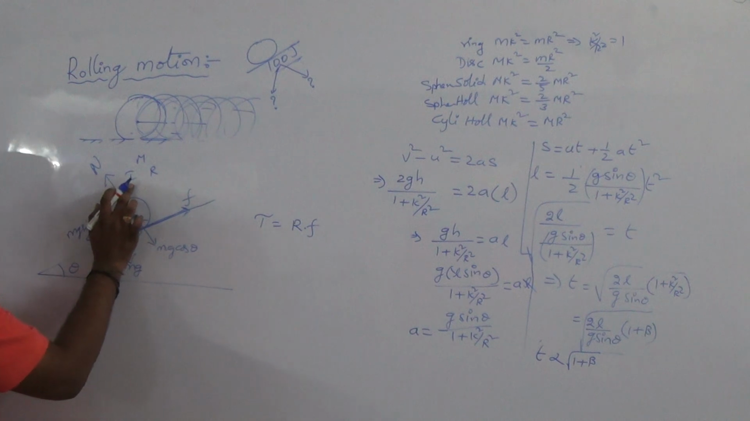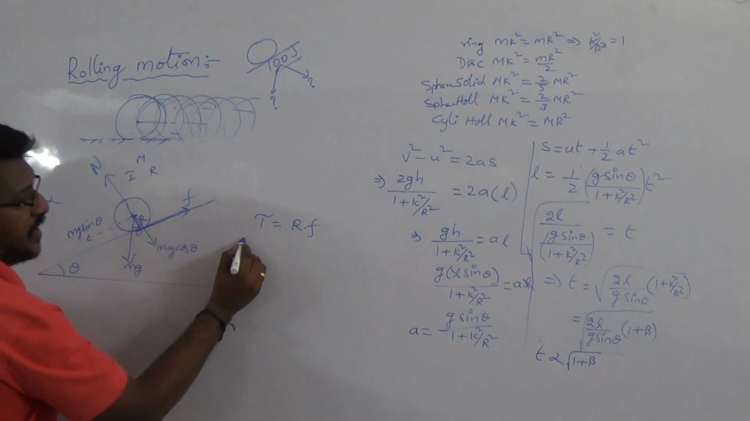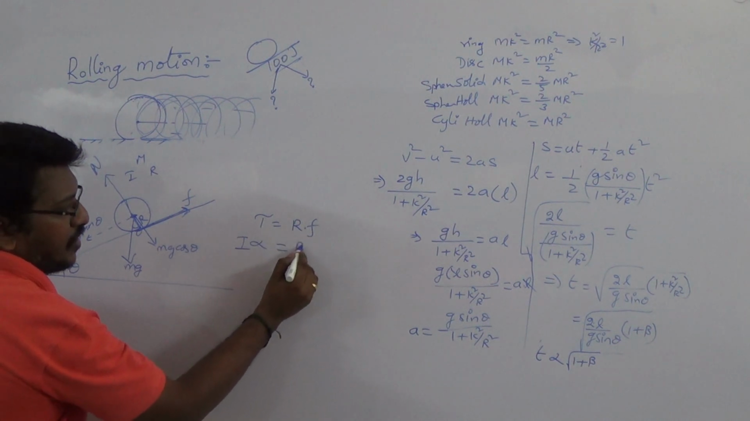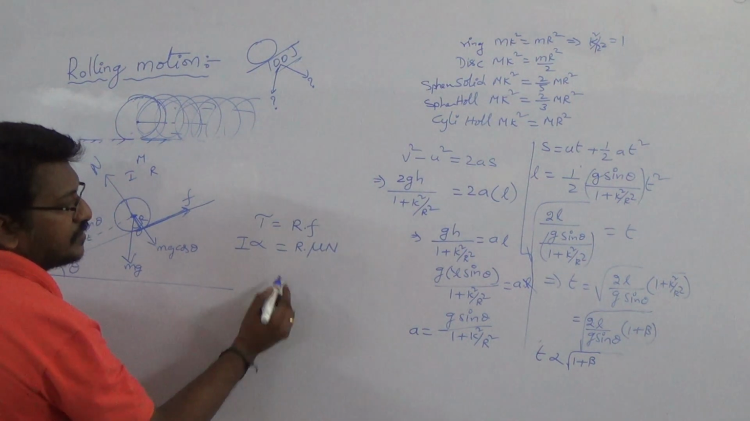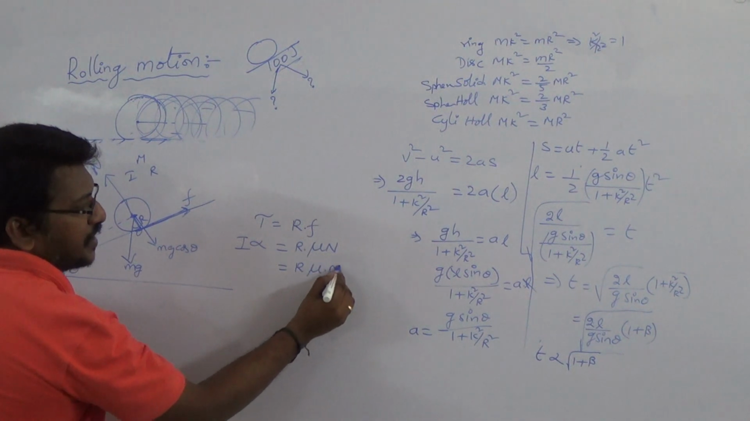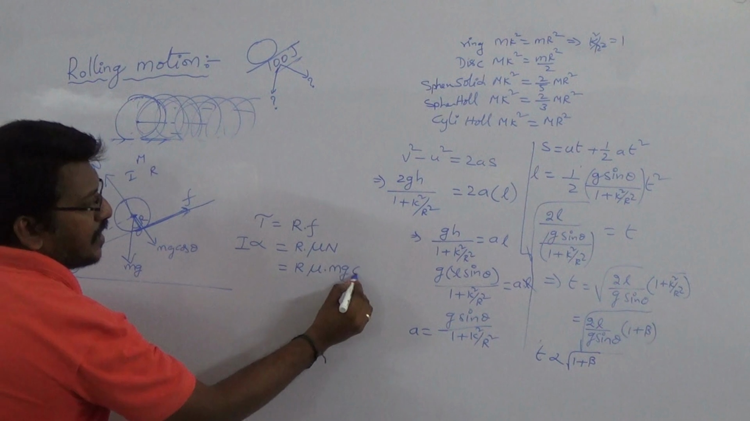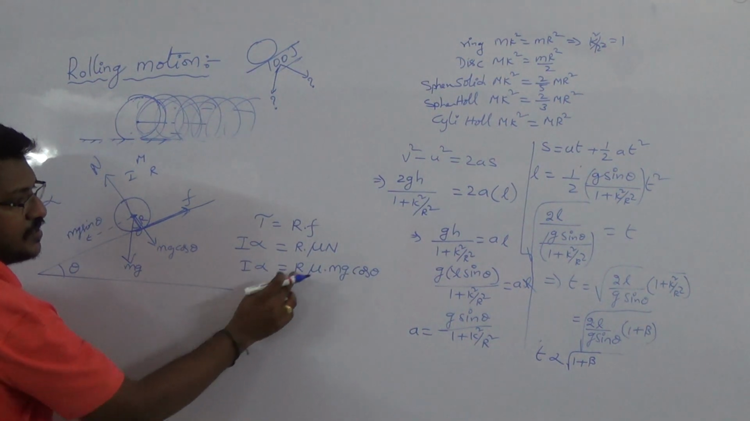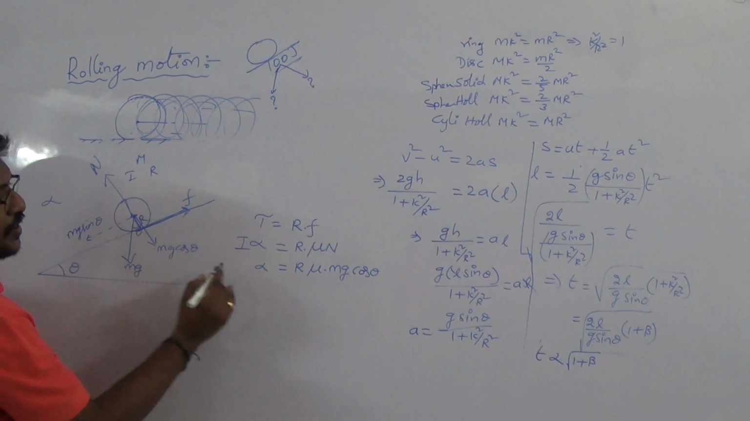If I is the moment of inertia and alpha is the angular acceleration, then the torque can be written as I alpha. So R into, in place of F, we can write mu N. R into mu N, where the normal reaction N equals mg cos theta, equals I alpha. So I means the moment of inertia of this body.